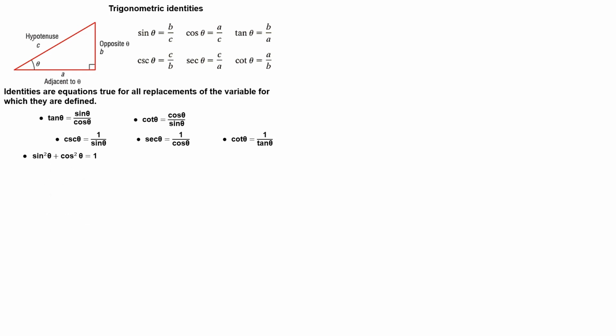Pay attention. We start with this first Pythagorean identity, dividing both sides by cosine squared of theta and then substituting and simplifying, we get the new identity. Similarly, by dividing both sides by sine squared of theta, we obtain a new identity.